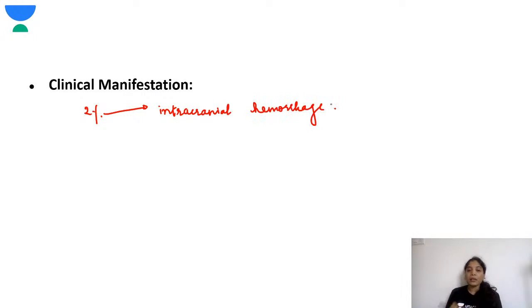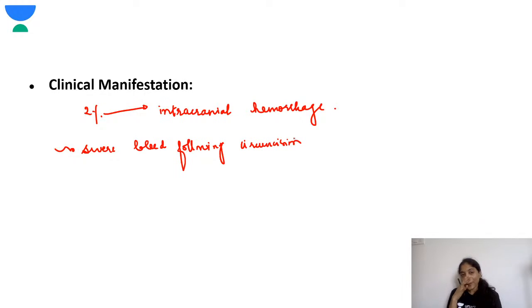Some children might have severe bleeding following circumcision. Especially, a very important thing is there should be a family history. Most of the time there are so many de novo mutations also happening. Okay, so there are a lot of de novo mutations happening.